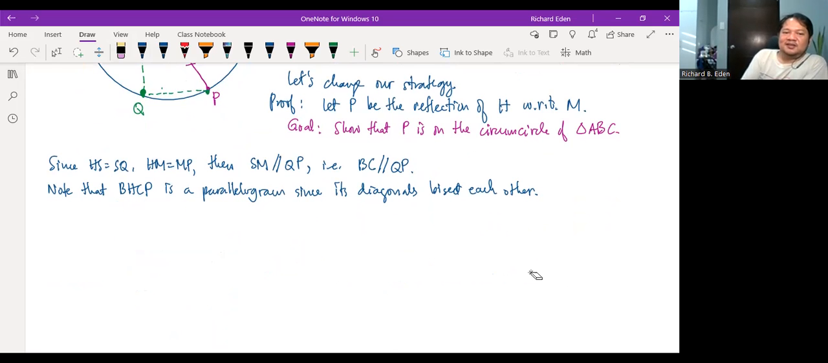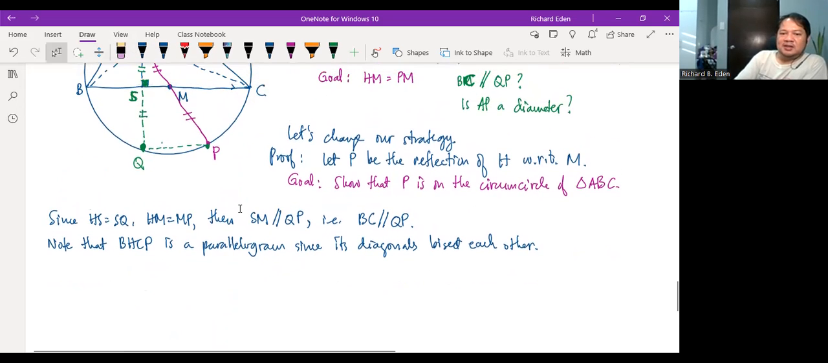All right. So note that BHCP is a parallelogram. So now we have.